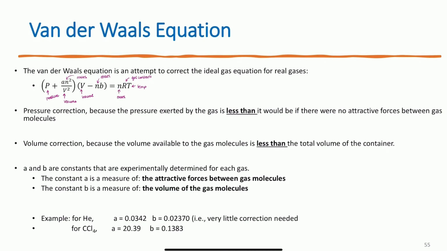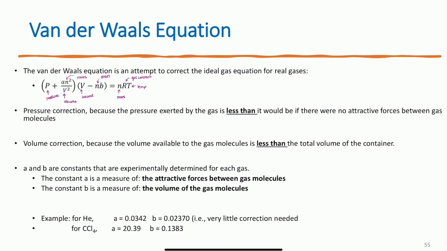The second correction we see is a volume correction. We've got volume minus n times b. This is because the volume available to gas molecules is less than the volume of the container, because the molecules themselves take up space. So based on the number of moles we have, we're adding in a correction to pressure to account for the attractive forces of the gas molecules. And for volume, we're subtracting out the volume of the gas particles themselves. a and b, again, are just constants. These are experimentally determined for each gas.